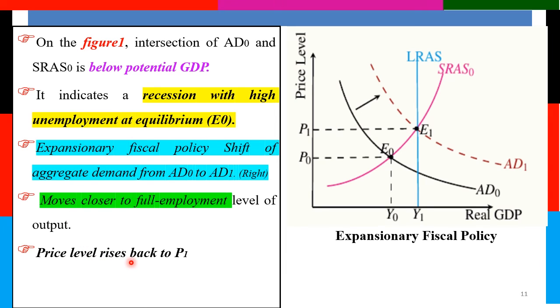Price level rises back to P0, yes. Initially at this point we have P0, but after the aggregate demand increases from this black line to this red dotted line, the price also goes up. It increases from P0 to P1 here. The output is also increasing from Y0 to Y1. Real GDP is increasing here.